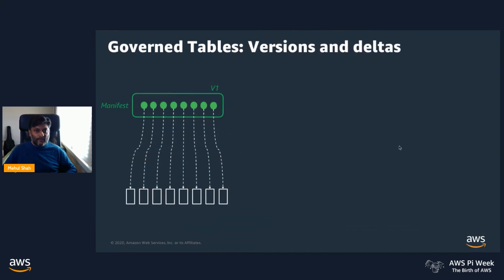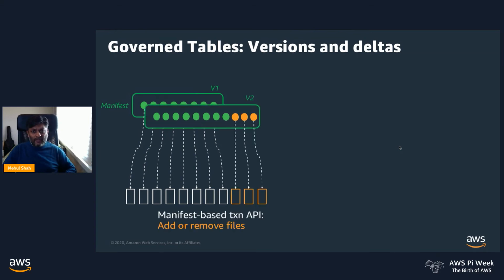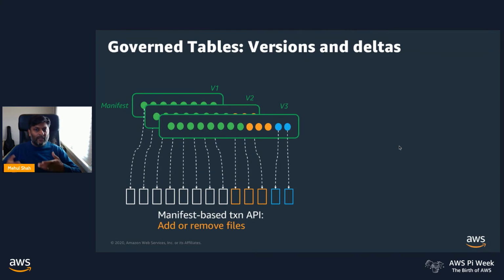Let's see how governed tables work. Imagine, for example, you have a manifest here that's represented. There are two transactions. Let's call them an orange transaction and a blue transaction. And you're using our APIs to update this manifest. Well, we're going to order the transactions for you. And depending on which order they commit in, you're going to get a new version of the manifest. So in this case, the orange transaction committed, and you get a new manifest. It's version number 2. And then you have a blue transaction that commits, and you get yet another version of the manifest.